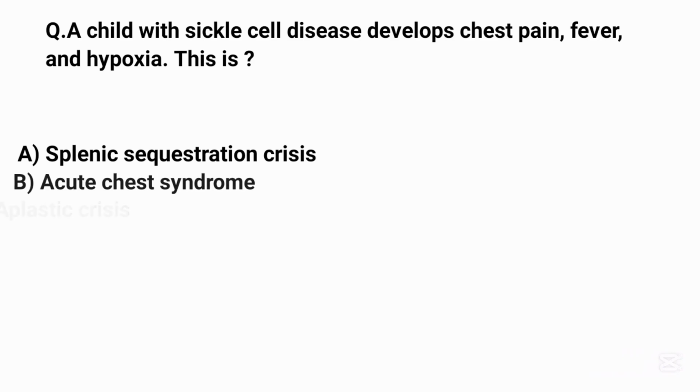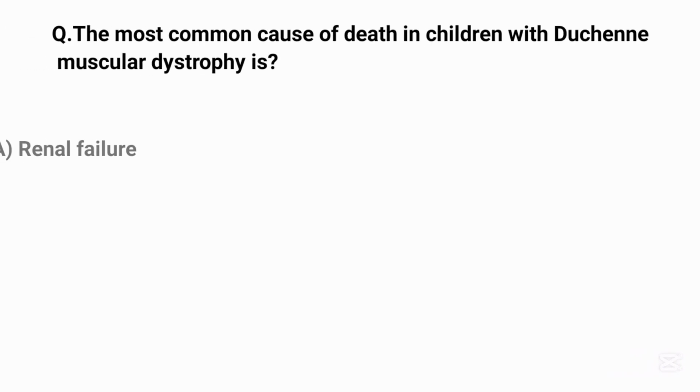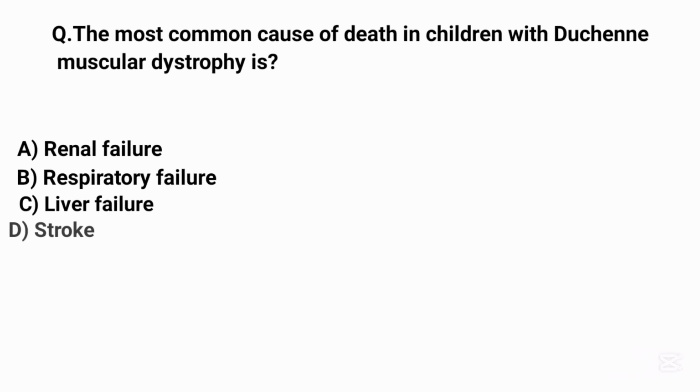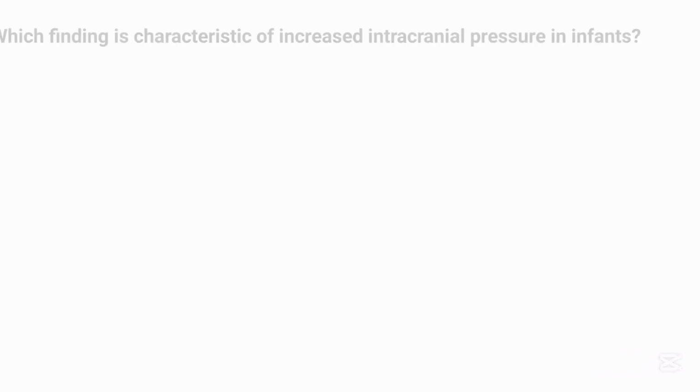A child with sickle cell disease develops chest pain, fever and hypoxia. This is. Correct answer is option B, acute chest syndrome. The most common cause of death in children with Duchenne muscular dystrophy is. Correct answer is option B, respiratory failure.